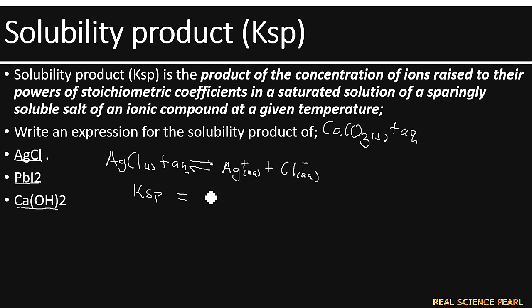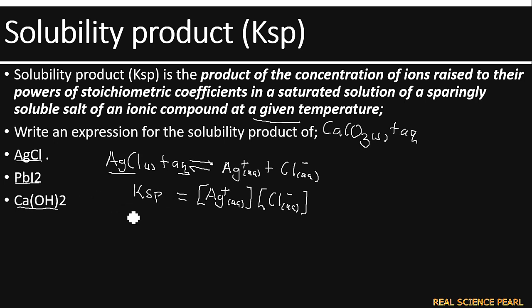Now what we are saying, the constant of dissociation, that is Ksp in this case, will equal the product of the concentration of the ions. We have silver ions times the chloride ions, at a constant temperature, that's why we say at a given temperature. Now we have a coefficient of 1 here. That's why I'm not putting it there, but it is there silently. So in writing Ksp, the concentration of the solid and the water will not appear in our Ksp expression.